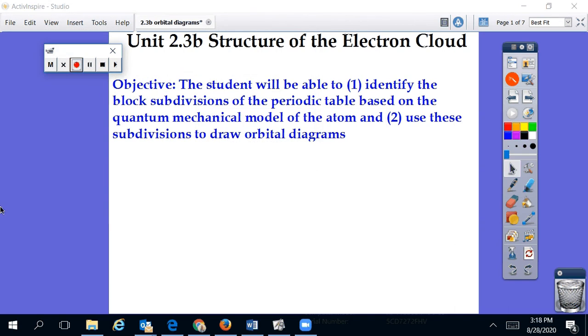Okay, kids, today we're going to continue on writing where the electrons are, and today we are going to look at orbital diagrams. The other video we talked about electron configuration and noble gas configuration. Now we're going to use a different diagram to describe the location of the electrons.